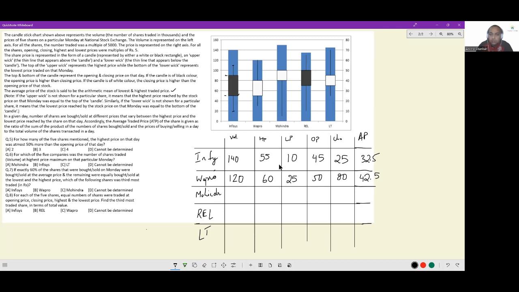Highest price is 60 and 25. 60 and 25. Okay.